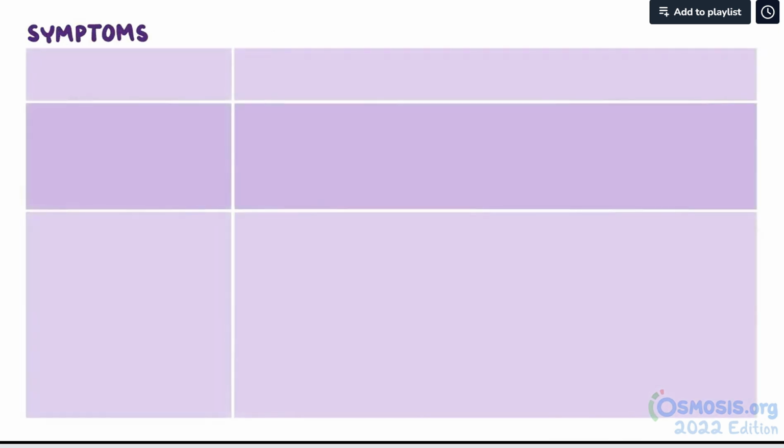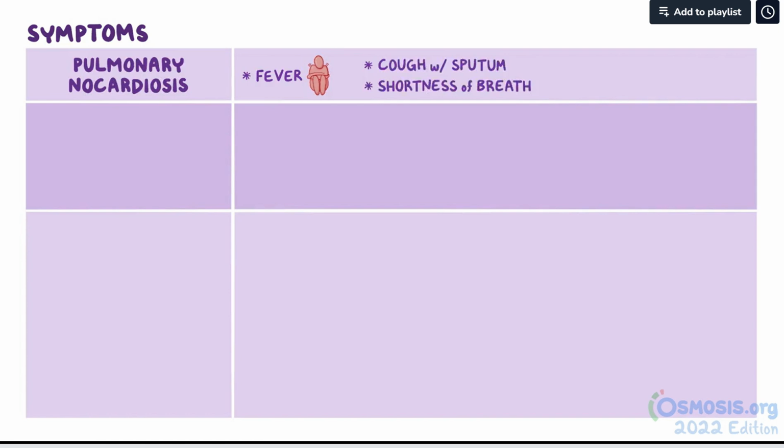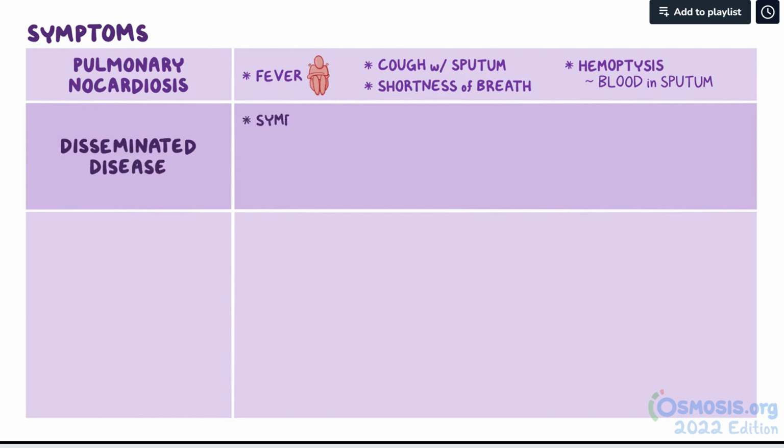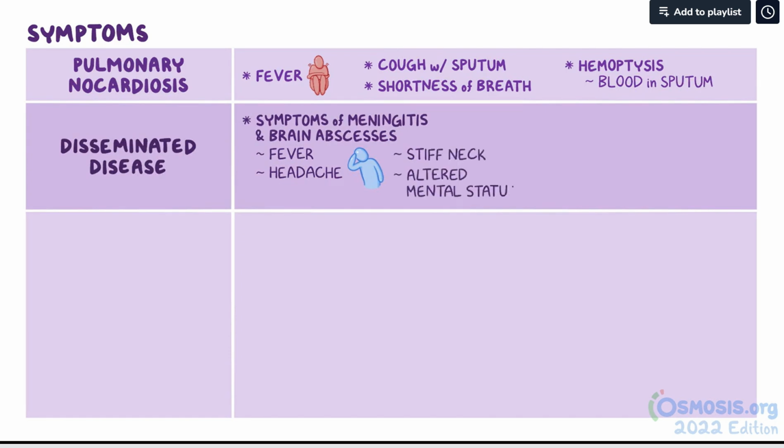Now, symptoms depend on the type of disease. So, with pulmonary nocardiosis, there's fever, cough with sputum production, shortness of breath, and hemoptysis, or blood in the sputum, if there are cavities in the lungs. With disseminated disease, there can be symptoms of meningitis and brain abscesses like fever, headache, a stiff neck, and altered mental status, or endocarditis, like fever and new heart murmurs.